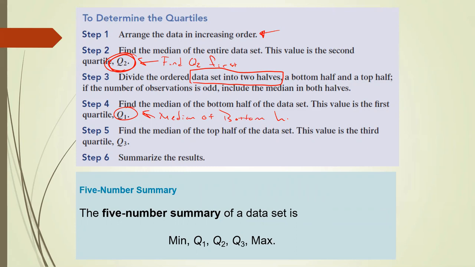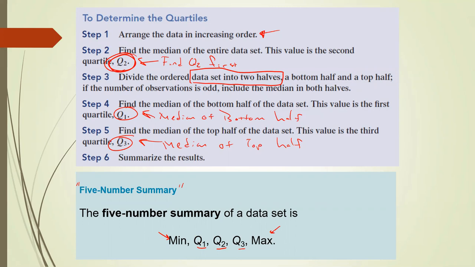And then you're just going to find Q3, which is the median of the top half of data. Once you find the quartiles, you're now able to find what we call the five number summary of a data set. The five number summary is the three quartiles, Q1, Q2, Q3, and it also includes the minimum value of a data set, the lowest value, and the maximum value of a data set.